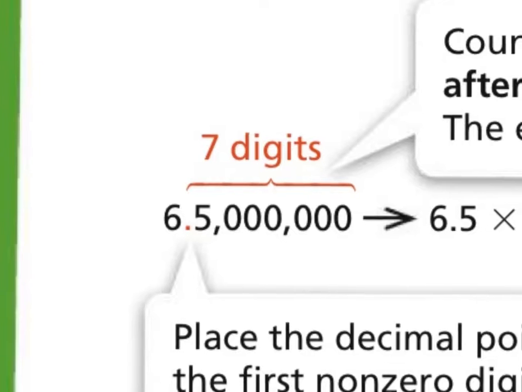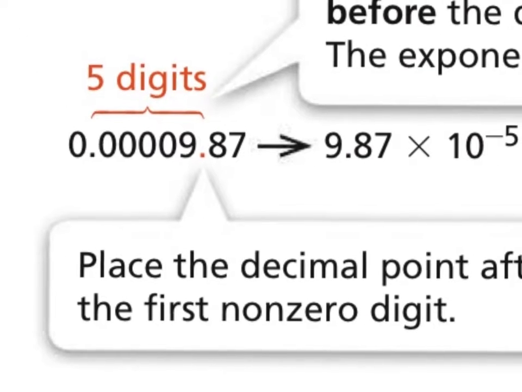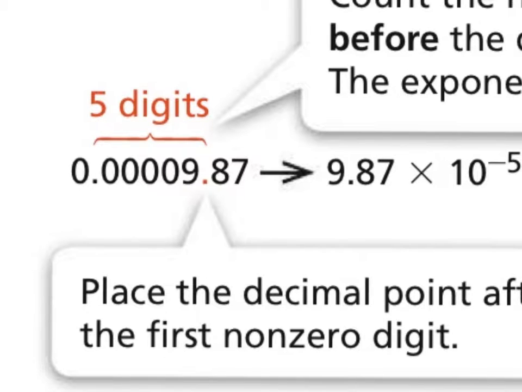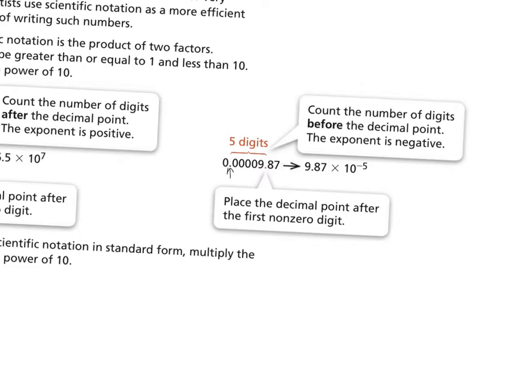If we have a big number, it's going to be a positive exponent. If we have a small number, if the red decimal point wasn't there, look where it is originally over here. A small number less than 1 is going to have a negative exponent.